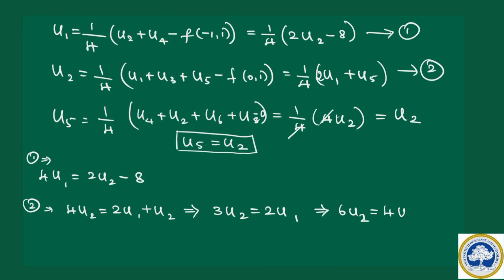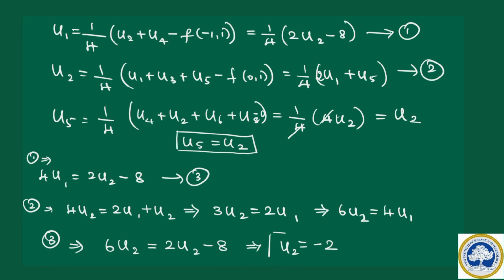Why are we doing this? This 4u1 can be replaced over here in equation 1. So 6u2 is equal to 2u2 minus 8. If you take it to this side, finally u2 will be equal to minus 8 by 6 minus 2, that is minus 8 by 4, which is minus 2. That's it. So u2 is equal to minus 2.